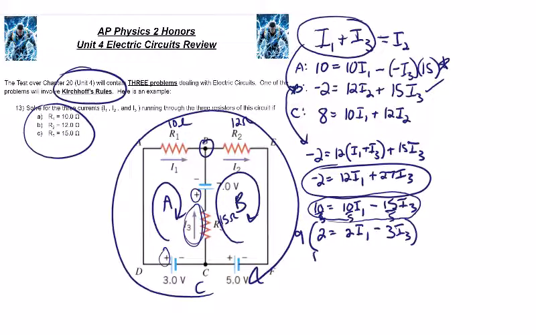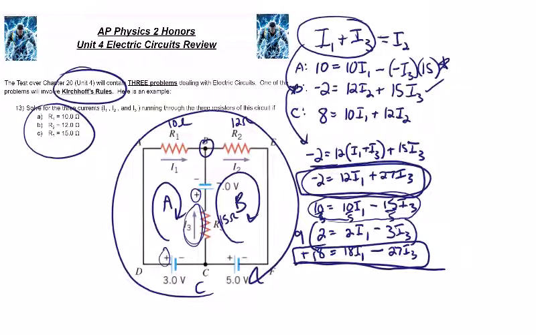9 times 18, 9 times 2 is 18 I1s, and then minus a 27 I3. So then I can add this with this one up here. So I've got minus 2 plus 18, so that's going to be 16.